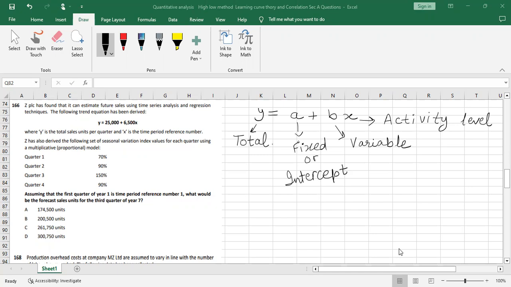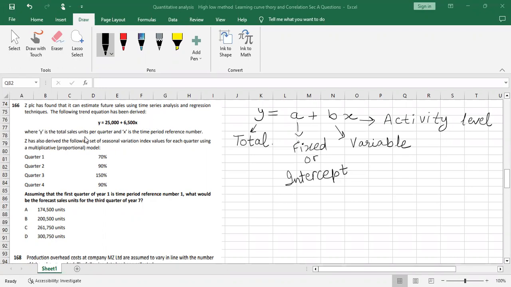Okay, now we will use this formula in this MCQ. ZPLC has found that it can estimate future sales using time series analysis and regression techniques. These are part of the correlation or regression concept, the quantitative techniques concept. It is also called forecasting techniques. The following trend equation has been derived: Y is equal to 25,000 plus 6,500 into X. Y is total, 25,000 is fixed, 6,500 is variable, and X is the activity level, which could be the number of months or number of quarters.